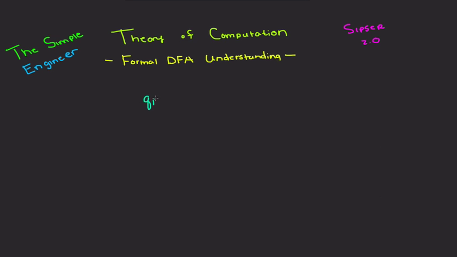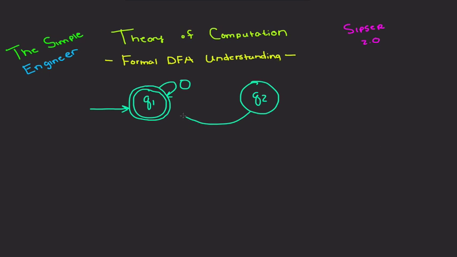We're going to have Q1, and it's going to be an accept state. In addition to that, it's also going to be the start state. And on 0, it's going to loop back to itself. And we're going to have Q2. And Q2 on 0 is going to go to Q1. And Q1 on 1 is going to go to Q2. And Q2 on 1 is going to loop back to itself. And we're going to call this machine M3. So this DFA right here, very basic, is going to be called M3.